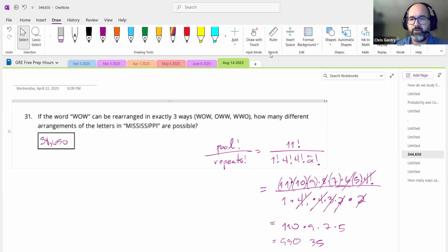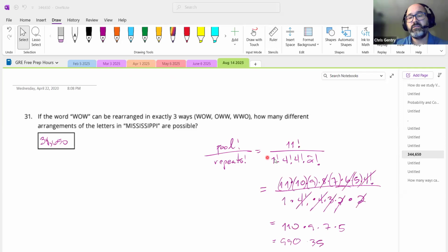Ashley, why does 4 factorial pop up twice in the denominator? Every single element gets a place in the denominator. I have 1 M, that gets a 1 factorial. I have 4 I's, that's my 4 factorial. I have 4 S's, that's my next 4 factorial. I have 2 P's, that's my 2 factorial.